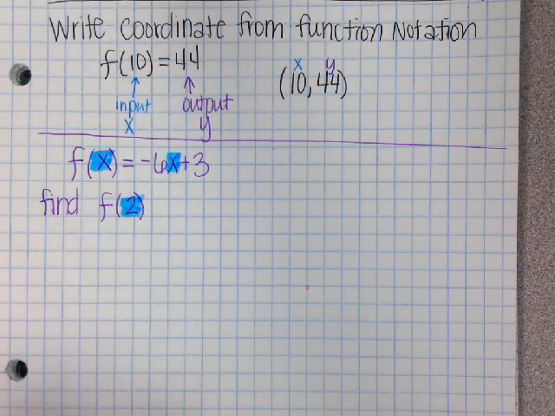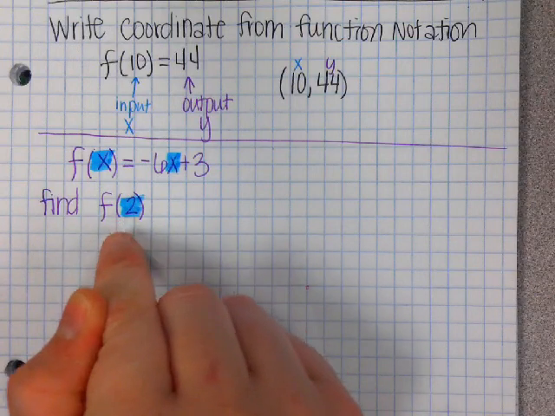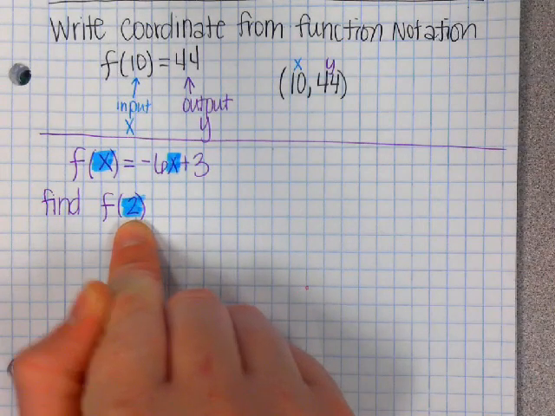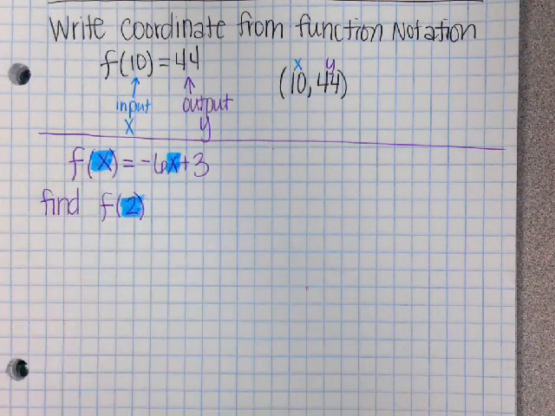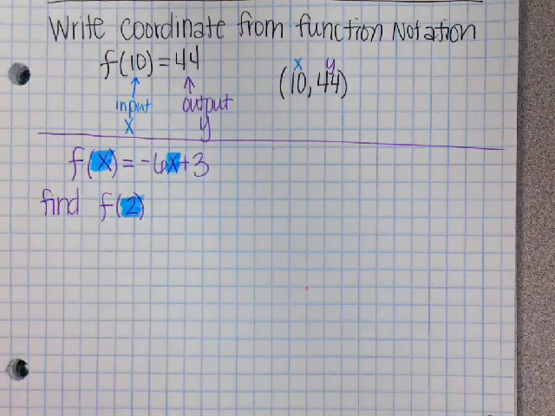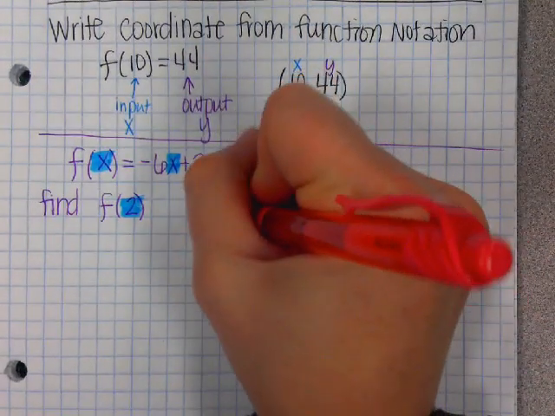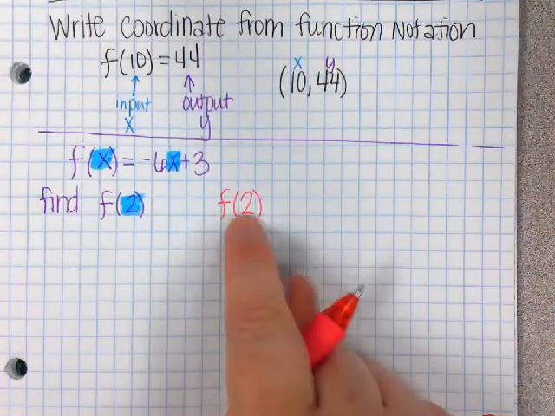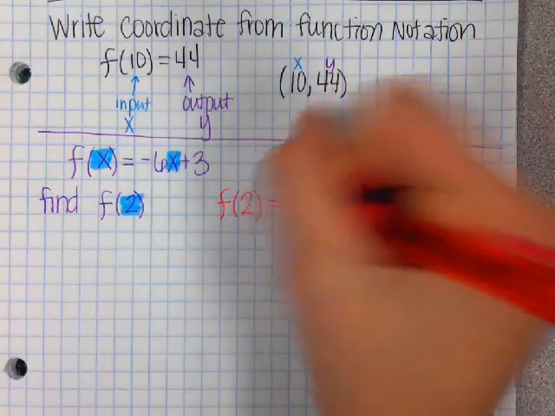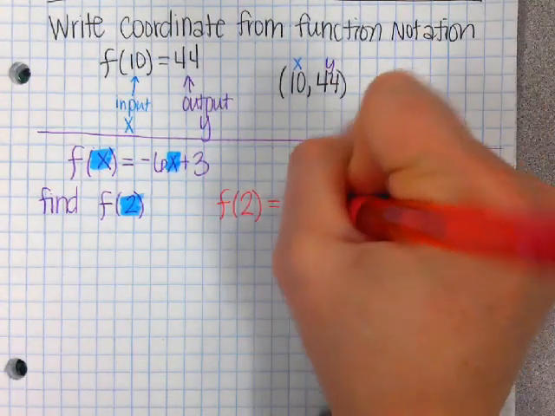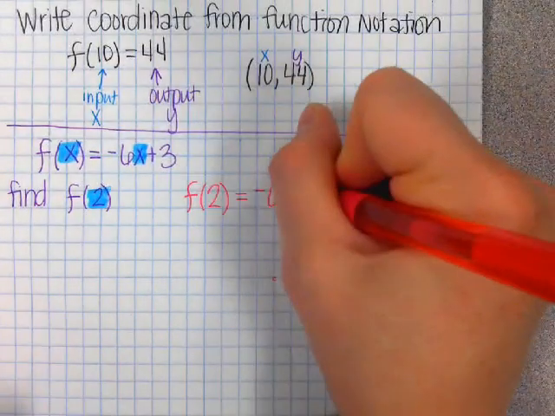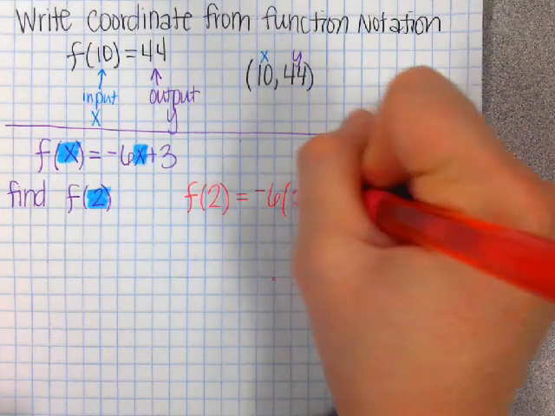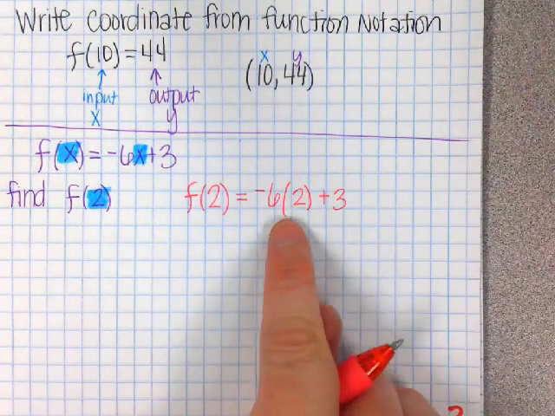I very much suggest that you use a highlighter if you have problems. So highlight what it's wanting you to use as your input and change it in both places. So now I'm going to write it as f of 2, because I'm telling you that my input is 2, and then I'm going to say -6, my input is 2 as well, plus 3.